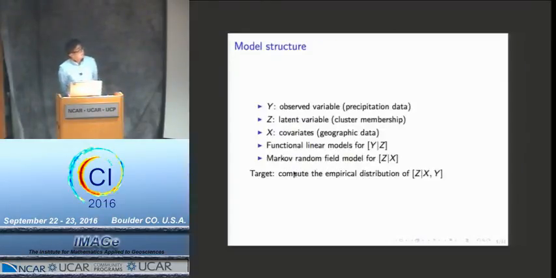Here is the model structure. We have an observed variable, precipitation data. We also have a latent variable, cluster membership. We have covariate geographic data. We assume a functional linear model for the observed variable, conditional on the latent variable. We assume a Markov random field model for the latent variable, conditional on the covariate. The target of our method is to compute the empirical distribution of the latent variable, conditional on the observed variable and covariate.